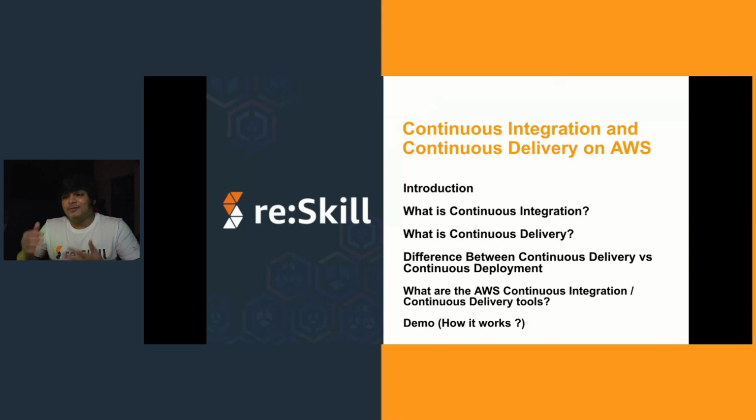Today we'll be learning about continuous integration and continuous delivery with AWS. Now, in this session, I'll be covering the key parts. First, what is continuous integration? Second, what is continuous delivery? Third, there is a difference between continuous delivery and continuous deployment. And then I will discuss what are the available tools we can utilize in achieving CI/CD in AWS. Okay, so let's get started.